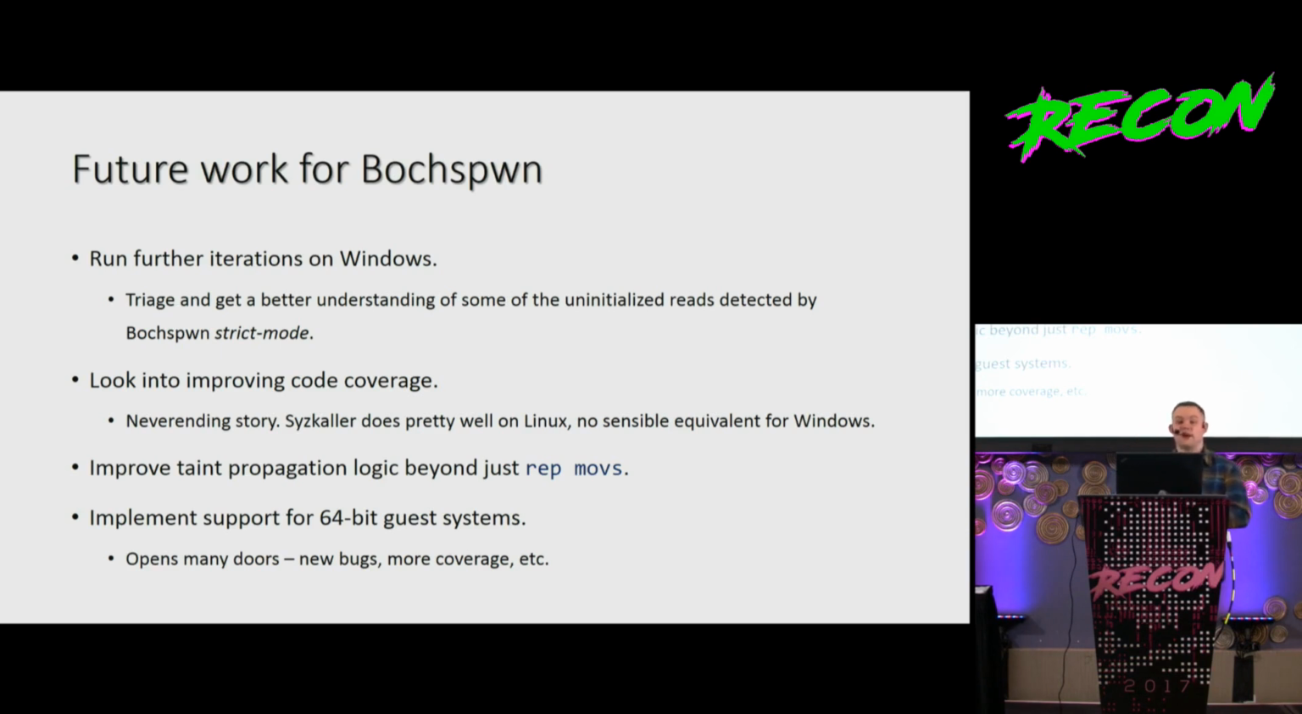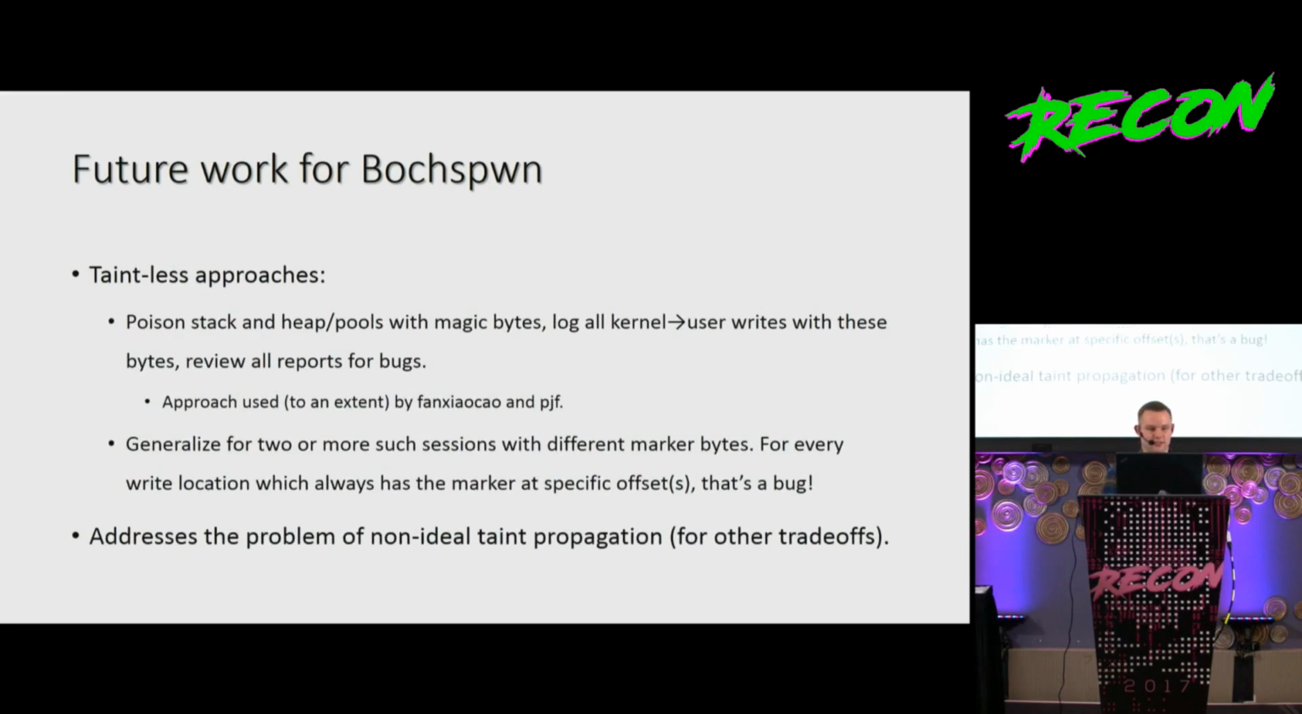I can think of ways to improve the taint propagation logic beyond rep movs, while still having a good trade-off between speed and the number of bugs that I found. And one important thing is that perhaps 64-bit guests should also be supported, because it opens a few more doors for bugs, for example, those related to structure padding, more coverage, and stuff like that.